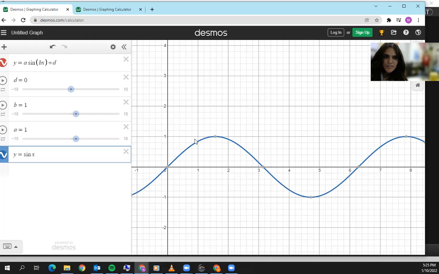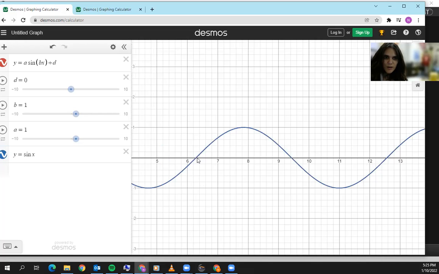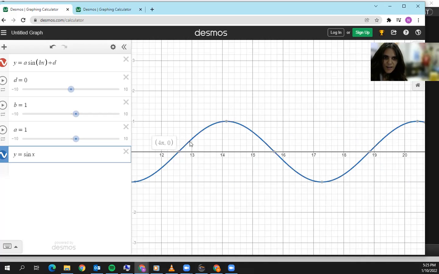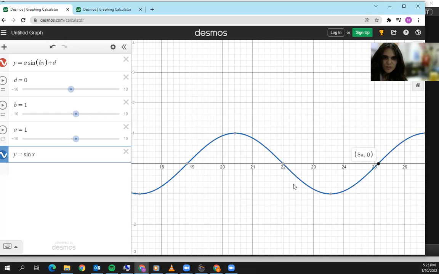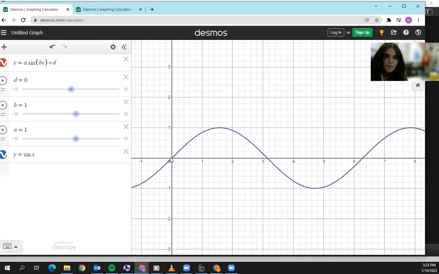So we call this a period of the graph: how long the graph takes to repeat itself. Well, between 0 and 2 pi, it completed one complete cycle. And if I look here again, I'm at 2 pi, how long does it take to complete another cycle, to go up and back down to here? Well, between 2 pi and 4 pi is 2 pi. The next one's going to be at 6 pi, then 8 pi, and so on and so forth. So right now, we would say the period of my graph is 2 pi.